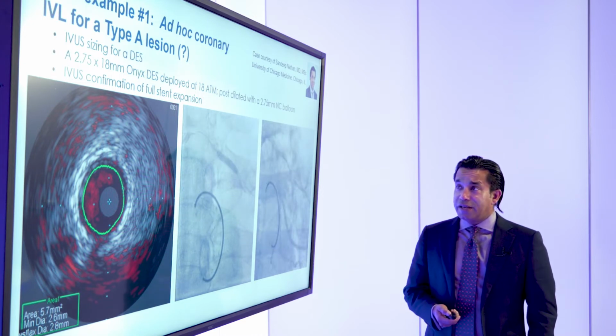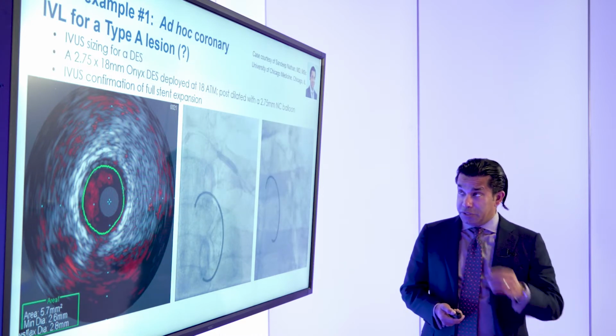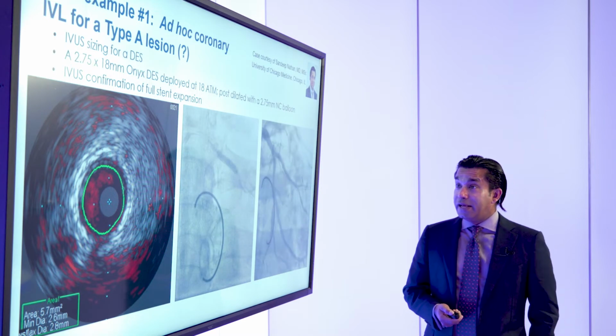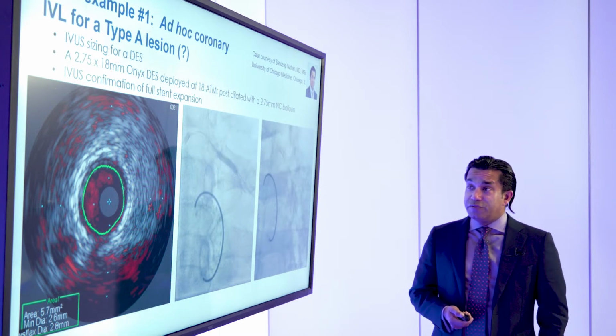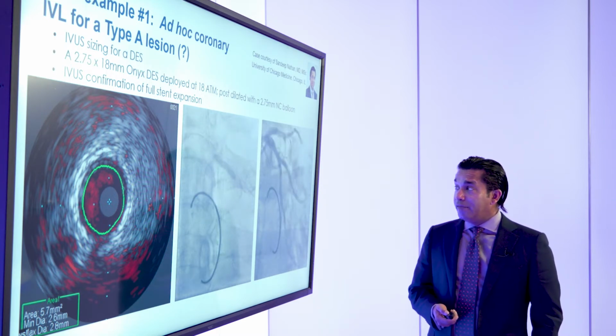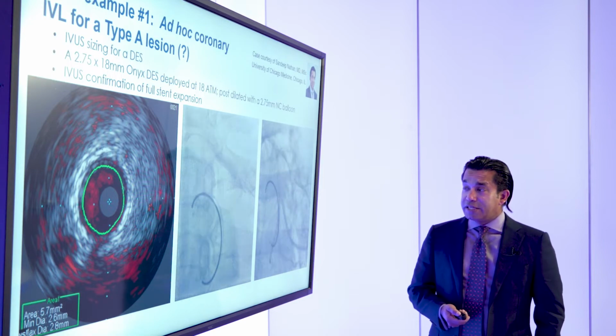A 2.75 by 18 Onyx was deployed at 18 atmospheres. Then post-dilated with an NC balloon at 20 atmospheres, and we have IVUS confirmation of full stent expansion, even in the area where there's a large plate of calcium and certainly where there's nodular calcium. So a very technically satisfactory result.